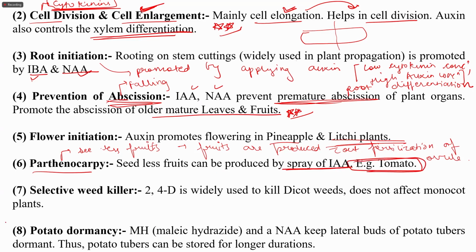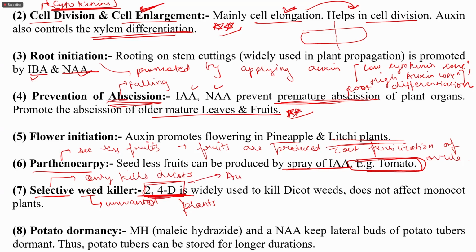It is a selective weed killer. Why are we saying so? It is a selective weed killer. Weeds are what? Unwanted plants. So it is selective, for it only kills dicots. So 2,4-D, as I mentioned, which is a herbicide or a weedicide, 2,4-D, which is an auxin itself, is used to kill the dicot weeds. It does not affect monocot plants.